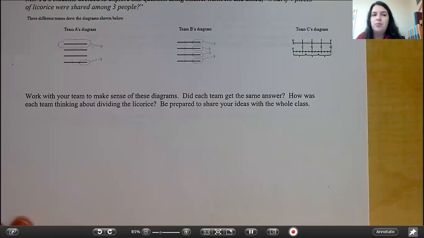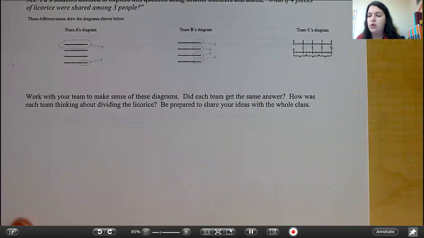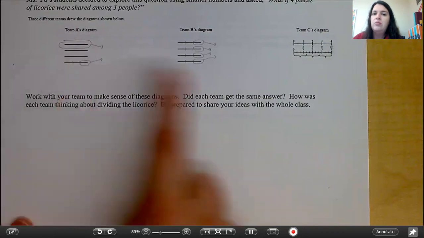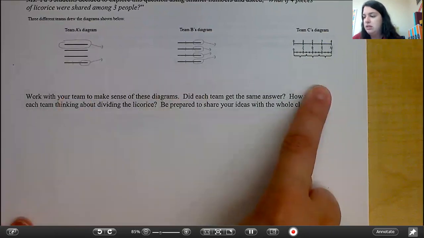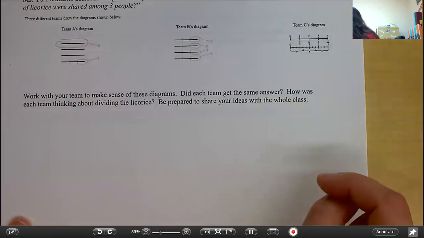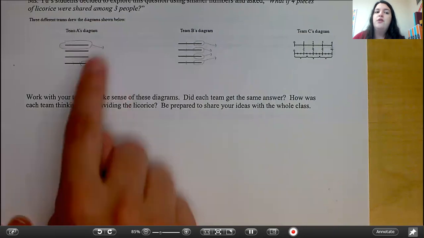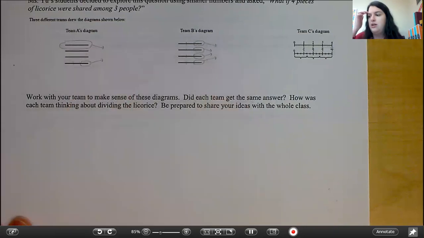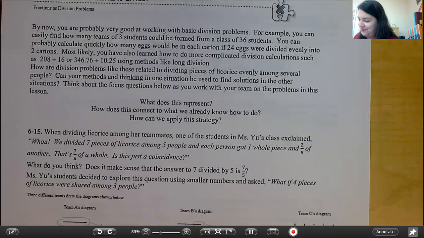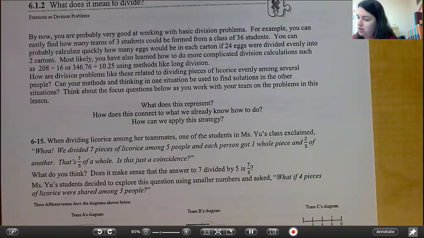So what you're going to do when I'm done talking is pause the video and answer question 6.15. Take that back. You're going to focus on Team A's diagram and Team B's diagram. Disregard Team C's diagram. Okay, if you're back with me, then you have answered this.